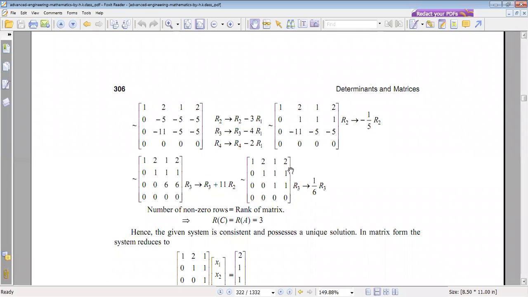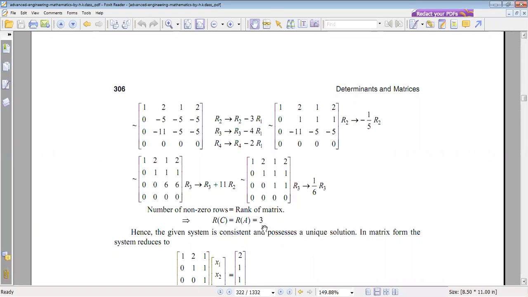And this whole matrix is what? The augmented matrix, which is C. Now how many non-zero rows are there? This is also equal to 3. So both rank of C and rank of A equal 3. That means the rank of the coefficient matrix and the rank of the augmented matrix are the same. That's why this system is consistent. Consistent means it has a solution. Clear? Hence, this system is consistent and possesses a unique solution.